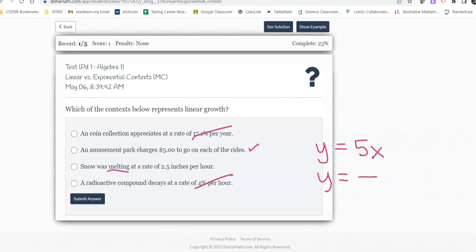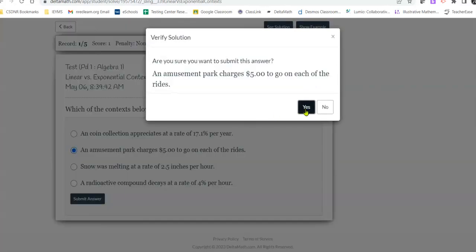So melting means you're going down. The amount of snow is going down. And this one asks for growth. So be very careful that you're paying attention to the words, right? We're looking for growth. So it's $5 per ride.